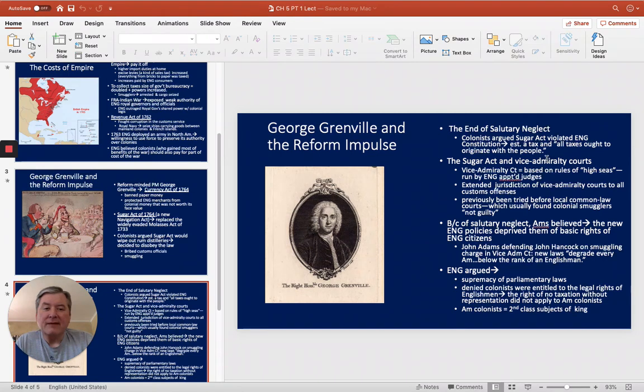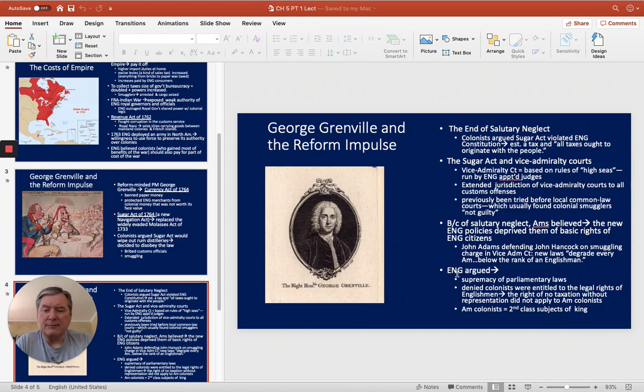And then when the Sugar Act starts being judged by vice admiralty courts, which is the rules based on the high seas by English appointed judges, the colonists got mad because they were used to being judged by colonial judges. And if you were a smuggler and you got caught in North Carolina and you're judged by a North Carolina judge, he's going to find you not guilty. On the flip side of that, if you replace that judge with someone from England, people are going to get into trouble. And they started to argue, and we did an AP poster party over this.